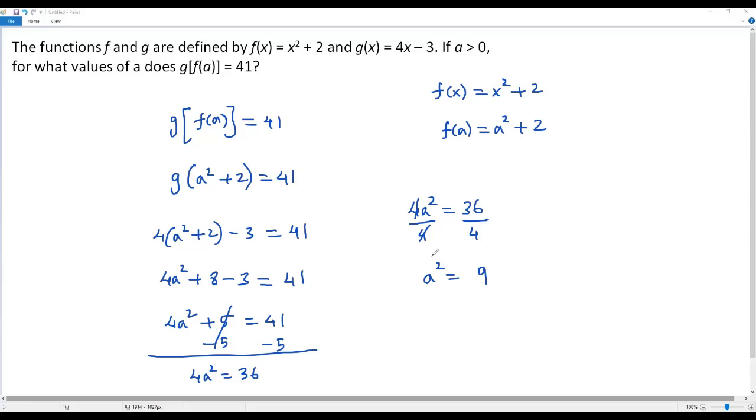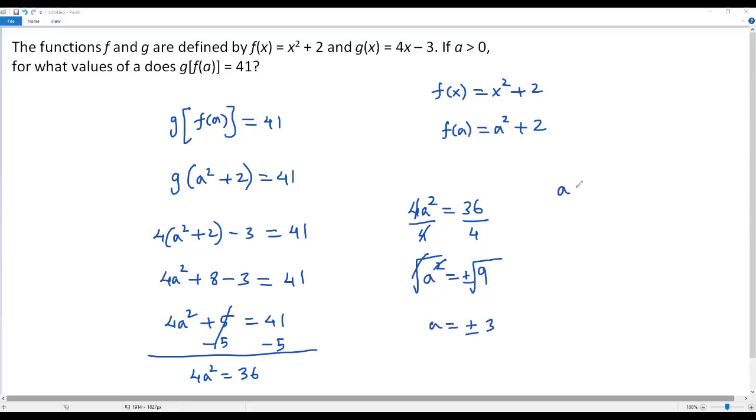To solve for a, I have to get rid of the square, so I take the square root on both sides. Whenever I take the square root on both sides of an equation, I have to consider a positive or negative sign for the square root which contains a number inside. Here that is the square root of 9. On the left side, the square root and square cancel out, so a equals positive or negative the square root of 9, which is 3.